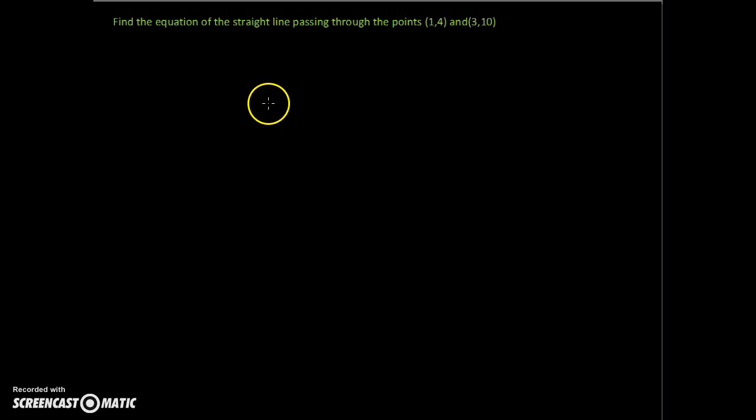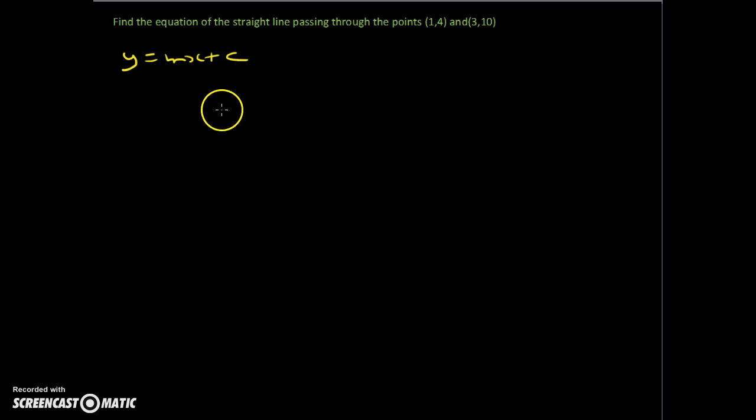Hello, today we're going to tackle this question on finding the equation of a line. So we're going to find the equation of a straight line passing through the points (1, 4) and (3, 10). Okay, so let's use our equation of a line.